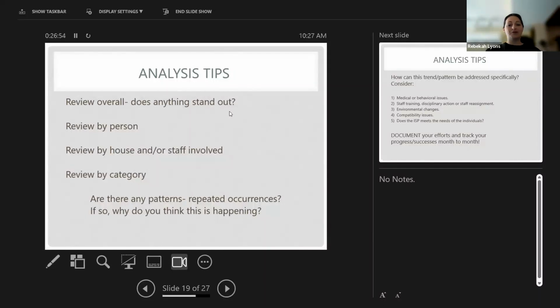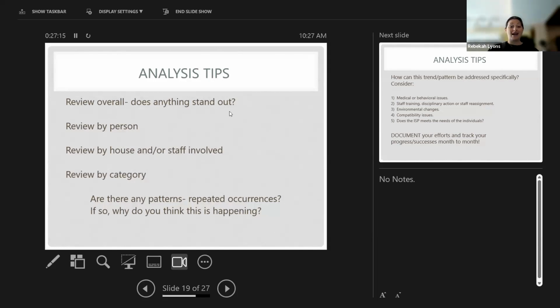Sometimes there will be something that's related and sometimes not. If it's related, you can add that to your trend and pattern and see how you can address it. If not, you could note there were 2 for Bob, but they were unrelated. There's nothing to address today. The more you put in your analysis, the better it is, just to show that you are looking at it.